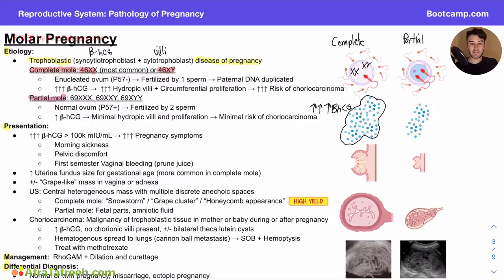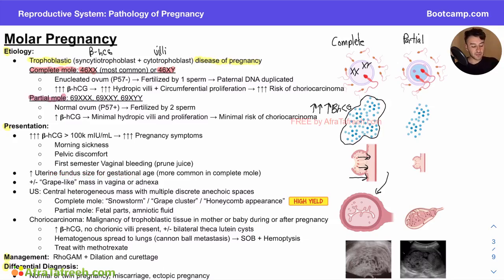And then additionally, in complete mole, we're going to have massive incorporation of chorionic villi into the uterine wall and massive growth of these hydropic villi all around the uterine cavity. So eventually we're going to get something that looks like this, and you'll be able to see that we have all of this placental tissue taking up the entire uterine cavity, and this actually makes the uterus grow really, really big. So we can expect an overly large uterus in patients who have a complete mole.